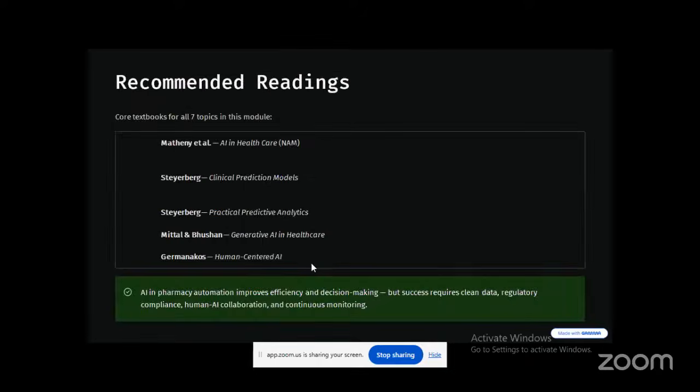And these are the recommended books. Finally, AI in pharmacy automation improves efficacy and decision making, but success requires clean data. Whatever transparent data you are getting, that data has to be given. Then regulatory compliance, human-AI collaboration and continuous monitoring give you the automation in pharmacy.